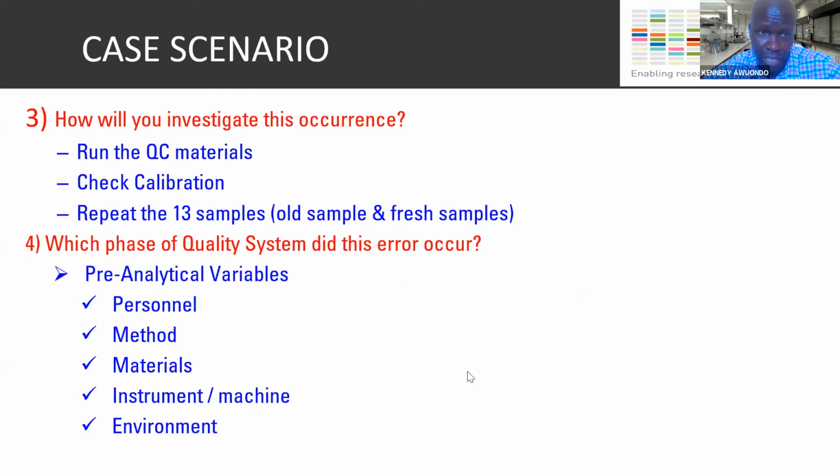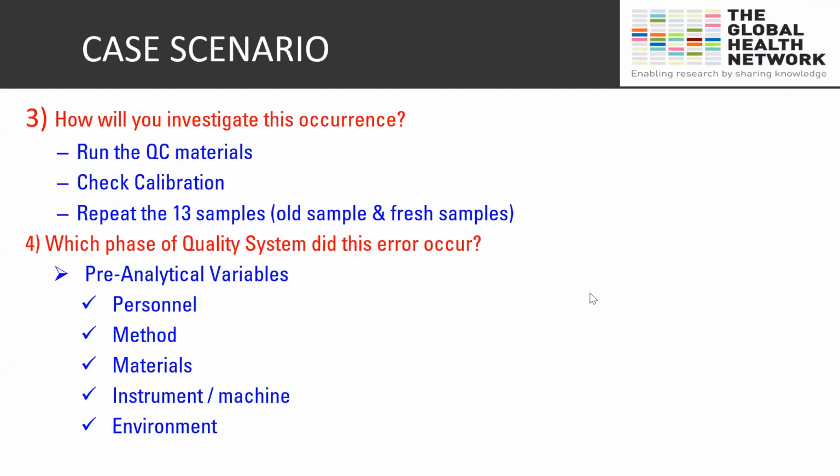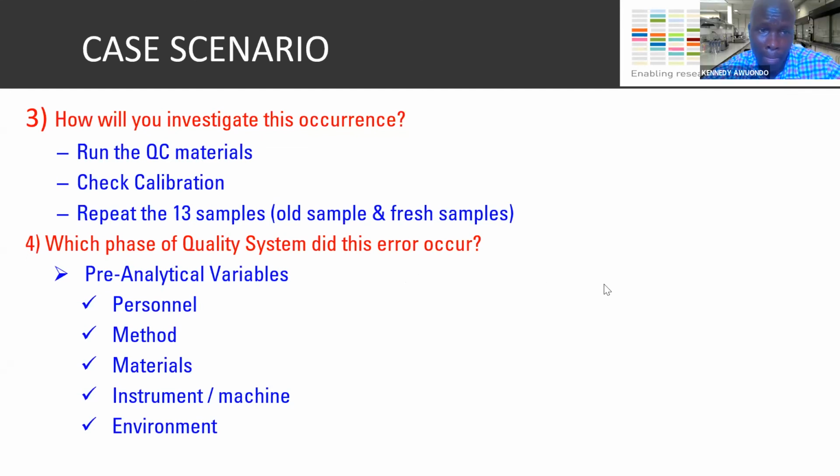Number 4, which phase of quality system did this error occur? It's the analytical variables. There was personnel, probably lack of training, the method, SOPs probably were not there, the materials, the instrument probably was, PMI was not in place, the environment could also contribute.